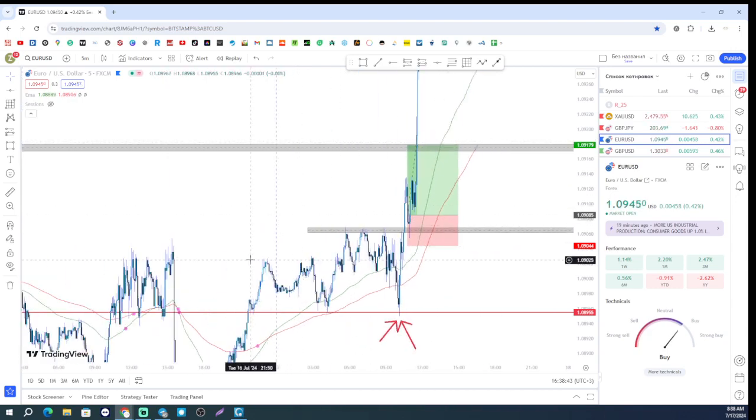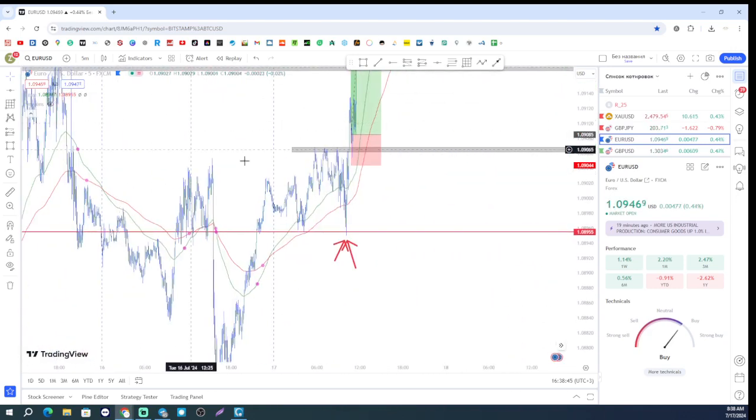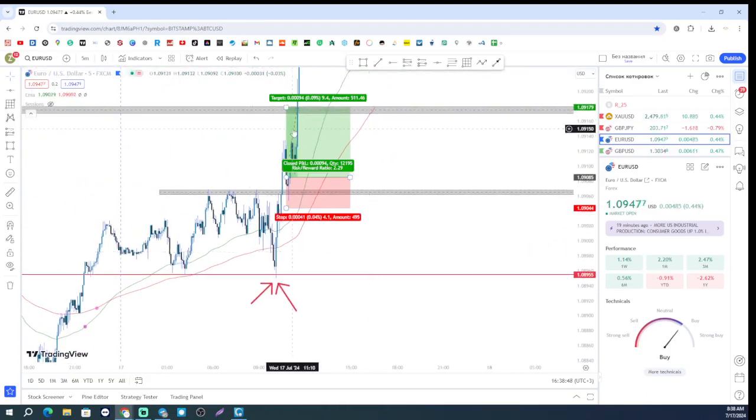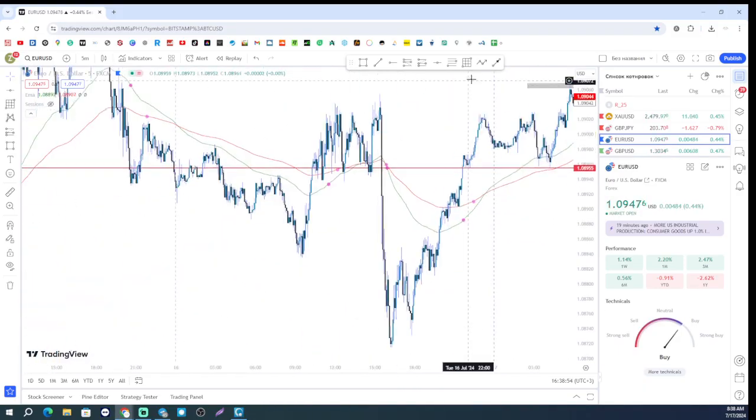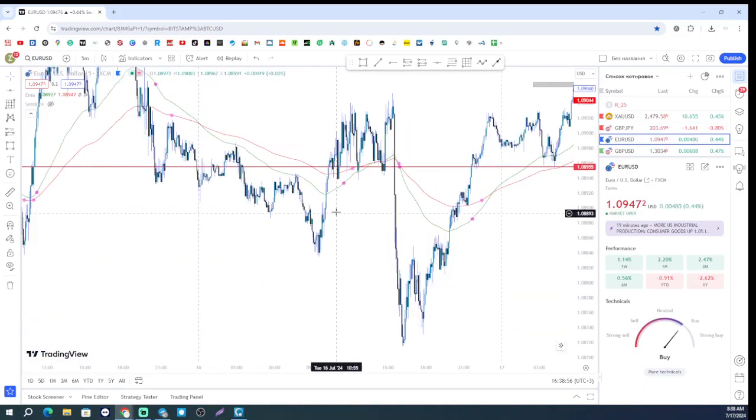And yeah, very simple break and retest strategy, guys. I just literally came here, took the retest, and it moved to the upside. A very simple trade. You can do that on every single time frame.